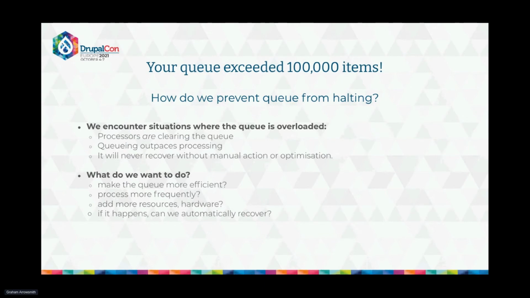So what are the options? We can make the queue more efficient. We could process more frequently. We could add more resources and hardware. Or if we're in this state, we could potentially recover automatically.